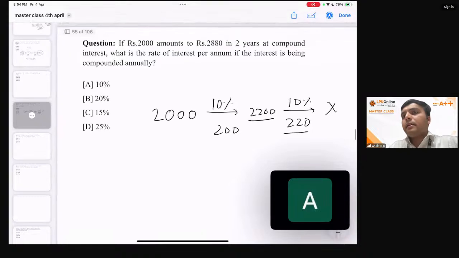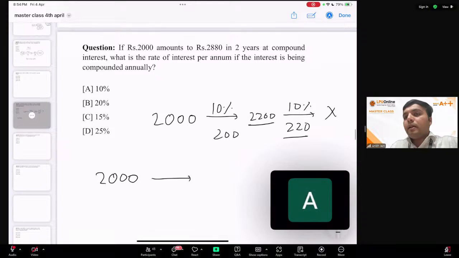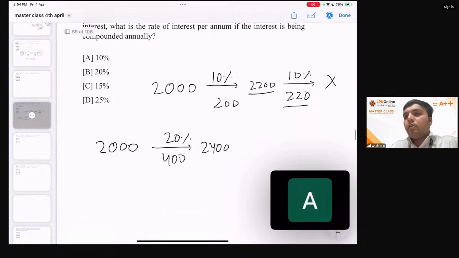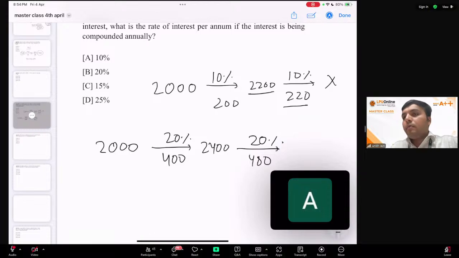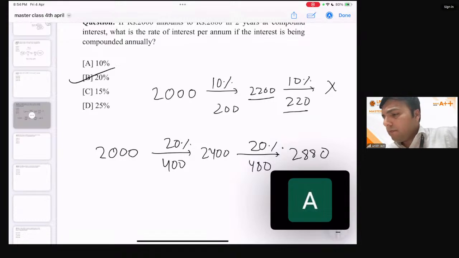Now check 20%. 20% of 2000 is 400, so it becomes 2400. And again, 20% of 2400: 10% is 240, so 20% is 480. So 2400 plus 480 is 2880. Means the answer is option B, 20%. The best method. I hope it is clear to you.